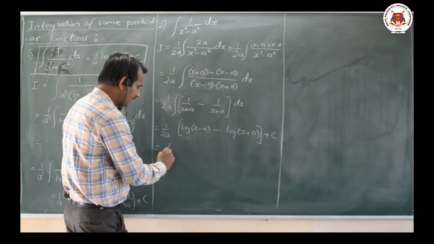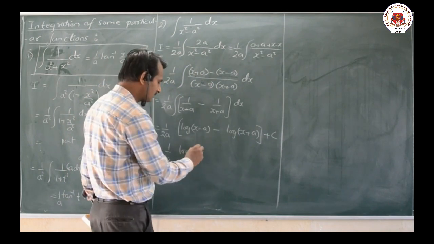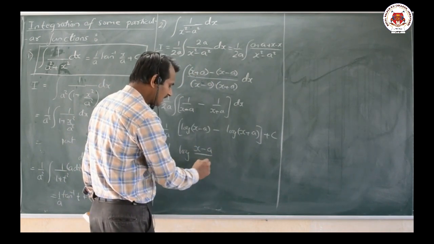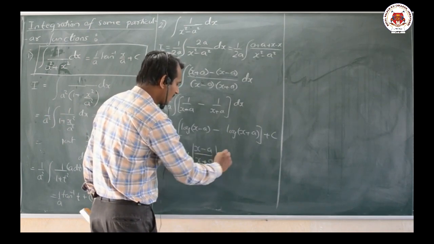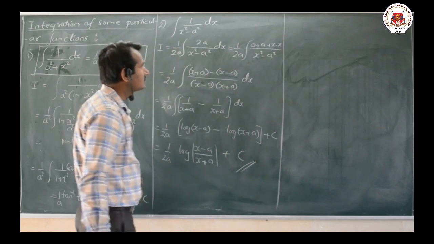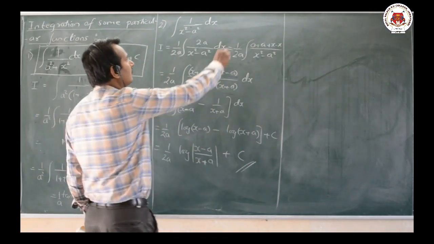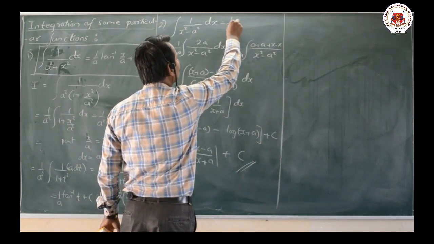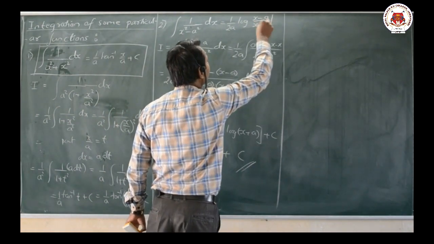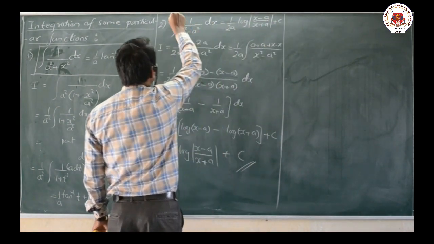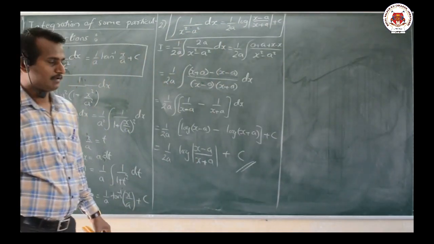Now here what I can take is 1 by 2a into log a minus log b, that is nothing but log a divided by b, log of x minus a divided by x plus a, plus an integral constant c, that is nothing but our required result, and that is the formula also. So the formula we get is 1 by 2a log of x minus a divided by x plus a plus an integral constant c, that is nothing but your required result. Very very simple and easy concept here.